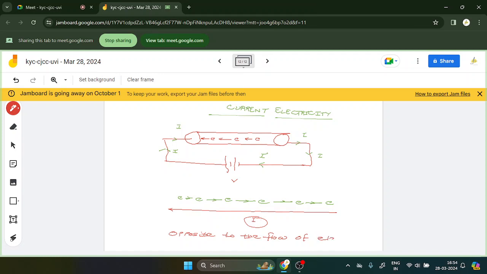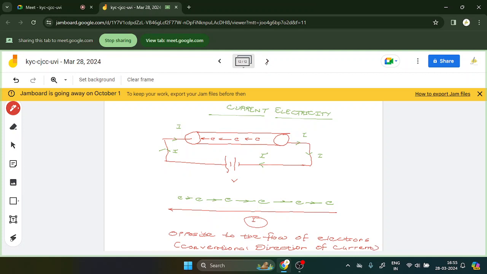And this is called the conventional direction of current. Clear?